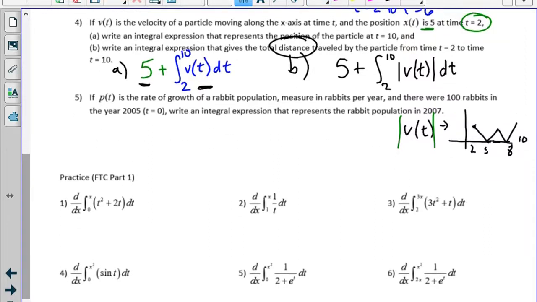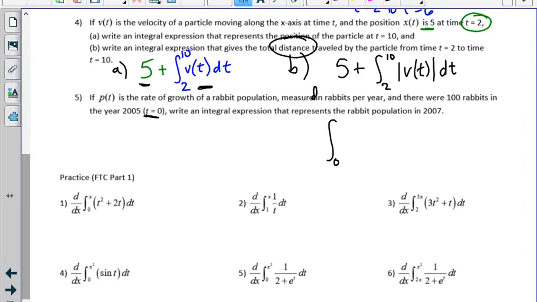Number 5, if p of t is the rate of growth of the rabbit population, measured in rabbits per year, and there were 100 rabbits in the year 2005, write an integral expression that represents the rabbit population in 2007. So we're going to assume that 2005 has t equals 0.